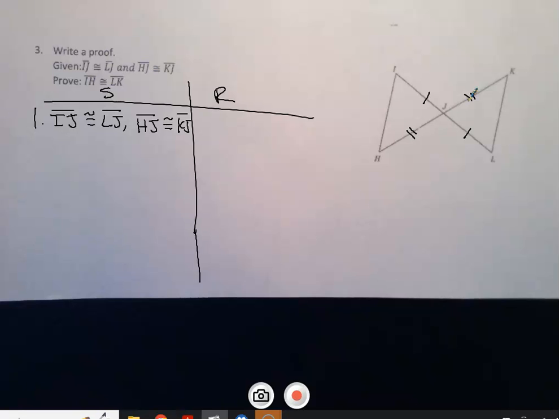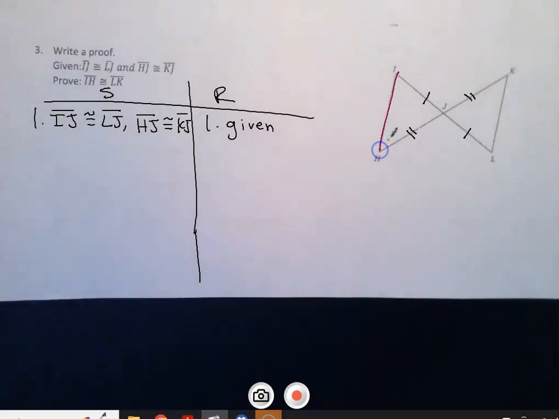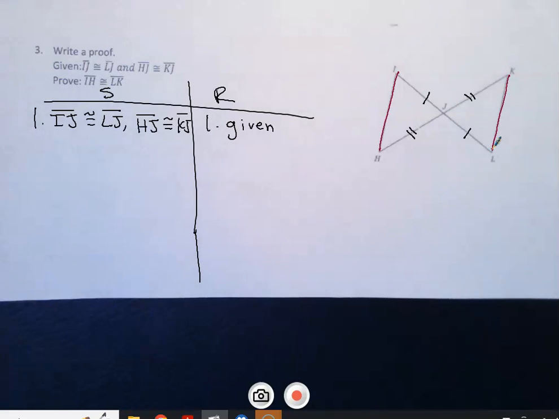Okay, so this one is given. All that stuff is given. And we want to prove that IH is congruent to LK. Right? So we want to prove that this side is congruent to this side.